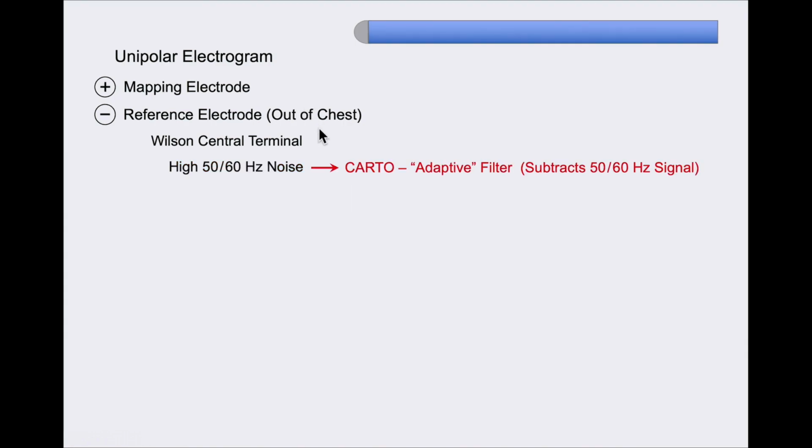The Cardo system has an algorithm that actually measures the 50 hertz or 60 hertz signal and subtracts it from the electrogram without altering the rest of the signal. The recording systems that electrophysiologists use don't have an effective system like that. So electrophysiologists typically use a notch filter to deal with that noise. Well, what does the notch filter do?